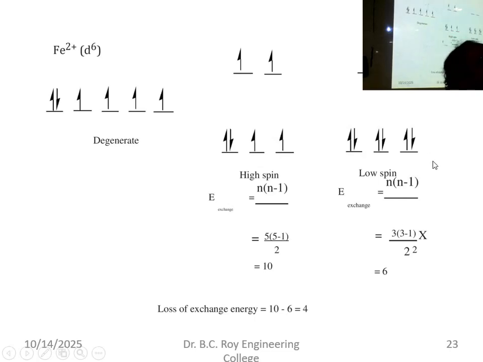Only plus up spin is considered. That's why 3 here, and 1, 2, 3, 4, 5 there. All are plus up spin. That is considered. So here it is 10 and here it is 6. So that is 4.